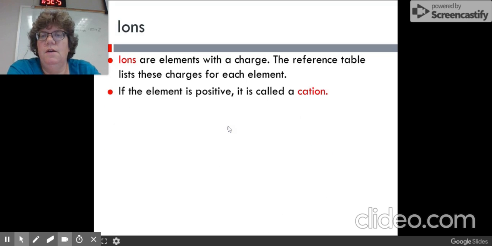Certain elements are positive, meaning they have a positive charge. They are called cations.